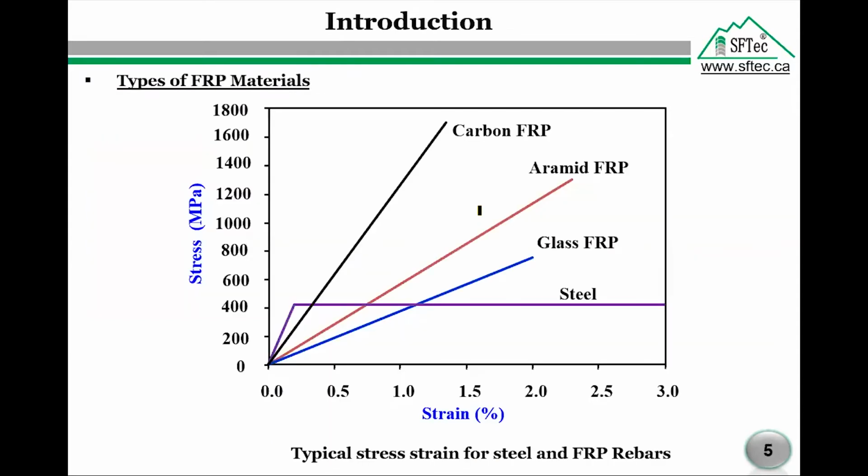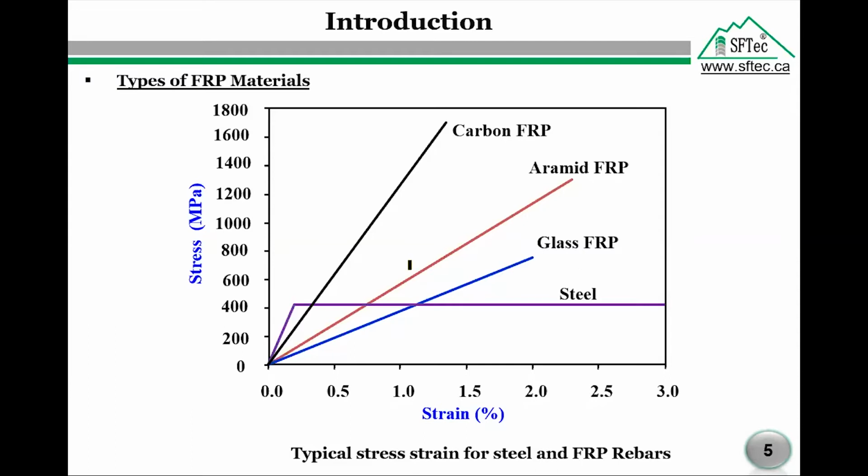So, what are the types of FRP bars? In the market, we have four main types: carbon, aramid, glass, and basalt. However, GFRP bars have recently gained wide acceptance as a practical construction material for new constructions due to their cost effectiveness compared to other types of FRP bars. As we see here in this slide, the typical stress-strain curve for steel and FRP bars.